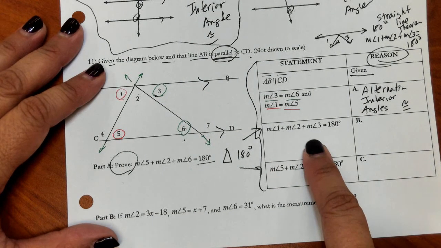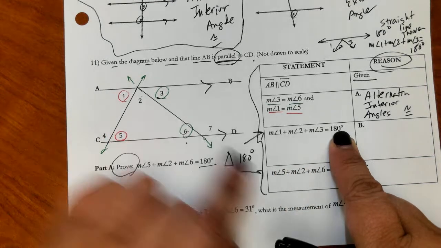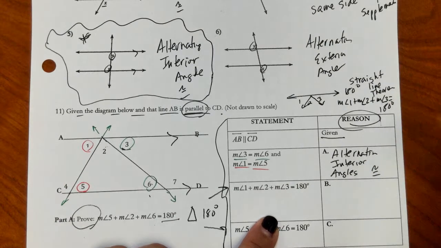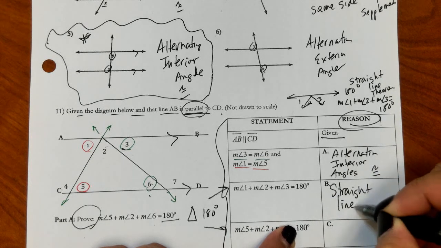We'll go on to the next line. It says that the measure of angle 1, 2, and 3 are 180. Well, what is that called? I just reminded you that that is the straight line theorem.